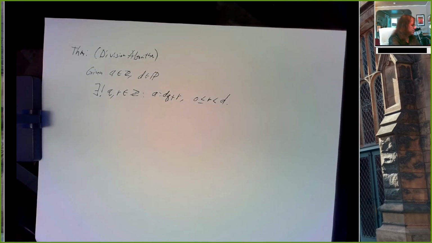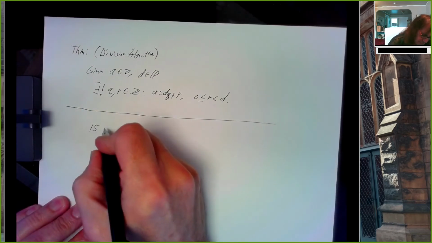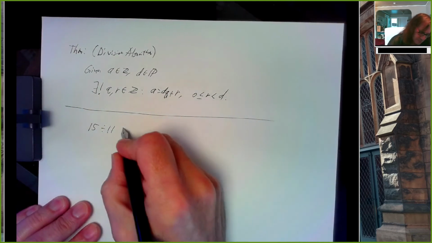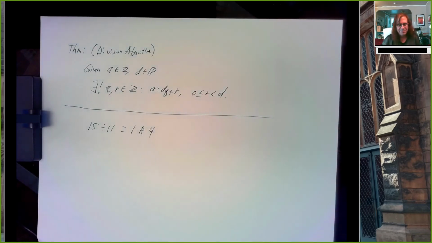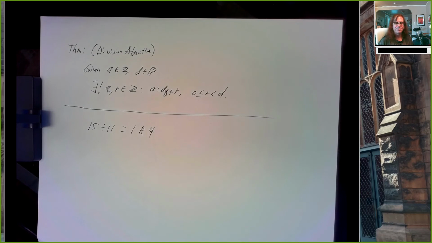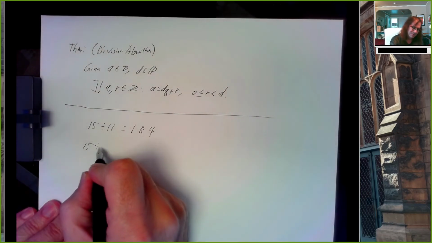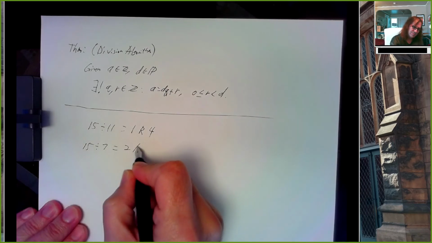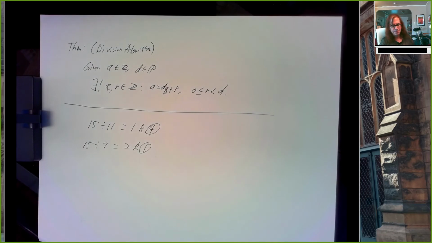Alright, so when we're using this in practical terms, 15 divided by 11 is 1 with a remainder of 4. 15 divided by 7 is 2 with a remainder of 1. It's these remainders that we care about.